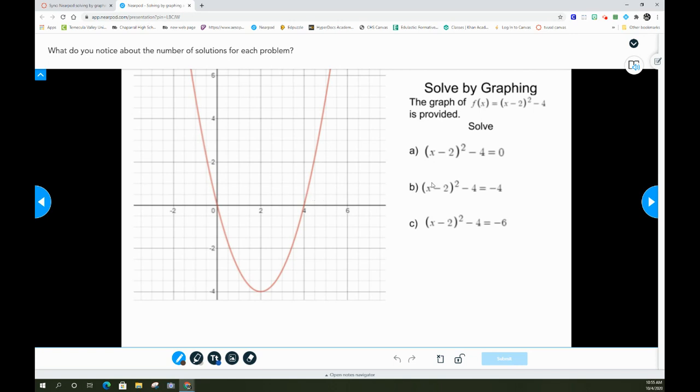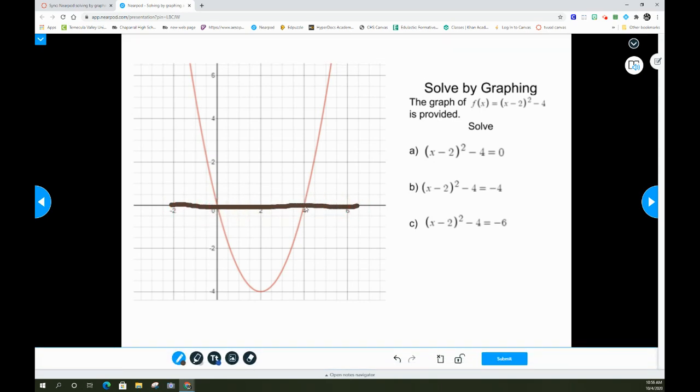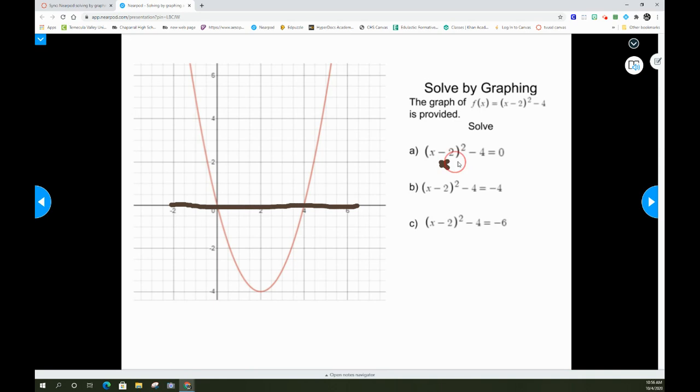You can see that. And so if I want to solve when it's 0, it's really asking me what are the x-intercepts. So I look over here, and I could draw a line at 0. I see that it crosses there twice and it intersects at 0 and 4. So my answers here would just be x equals 0 and x equals 4.